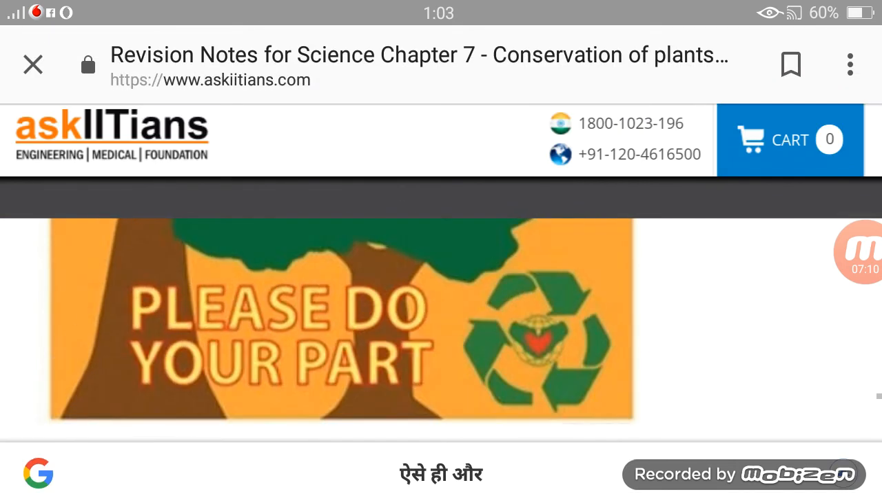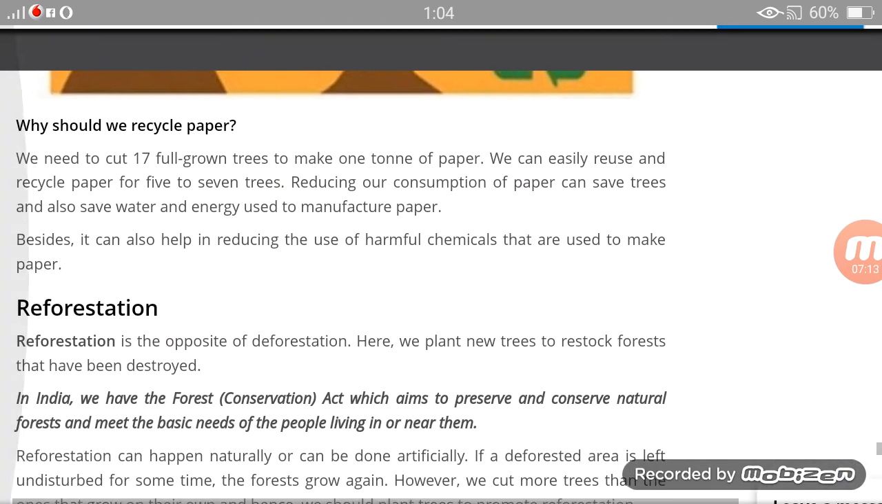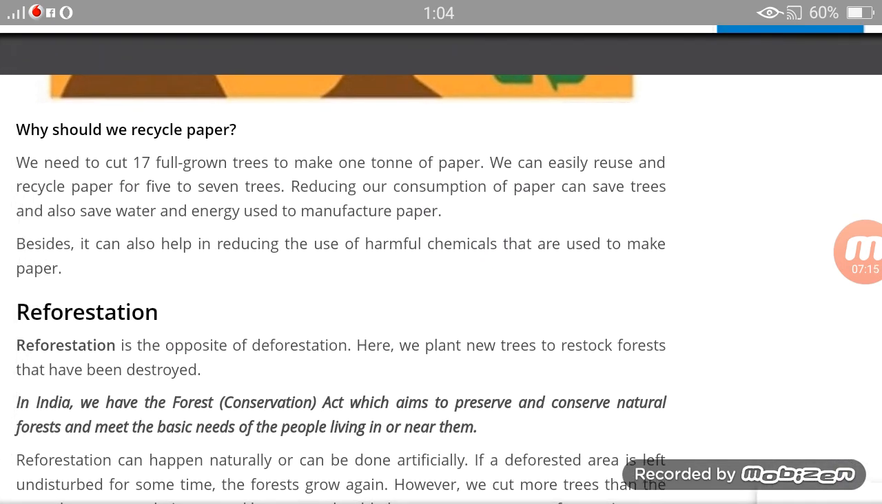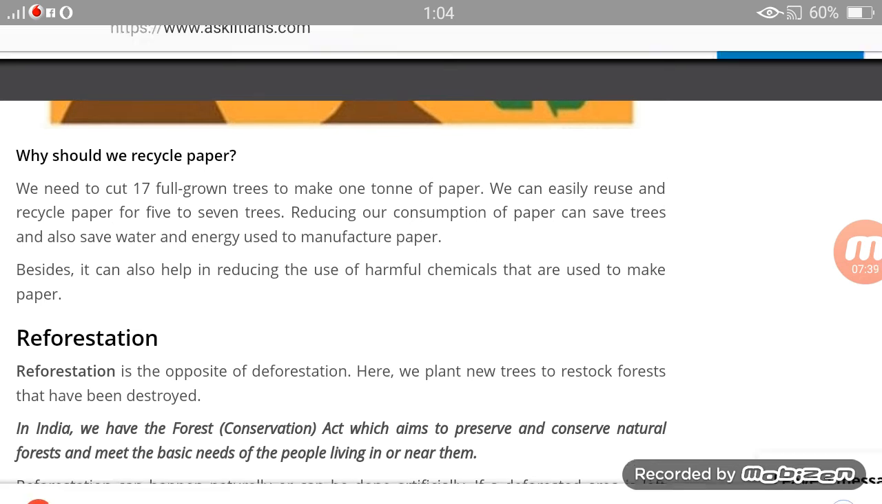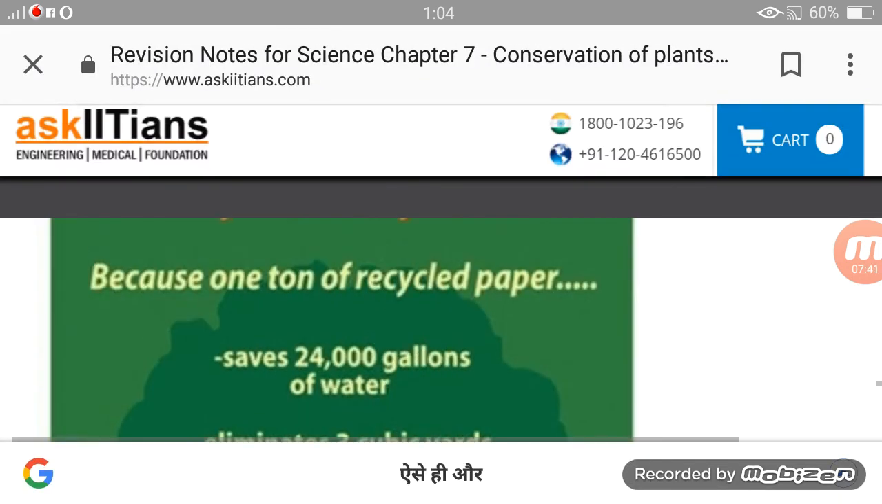As we have studied in this banner, there are many benefits if we recycle paper. We'll save power, then we'll save water, and many benefits were there. So what is written, we'll read next. Besides, it can also help in reducing the use of harmful chemicals that are used to make paper. Then we will also reduce the use of those harmful chemicals which are used to make paper. Also we will reduce the air pollution. So main is this only.